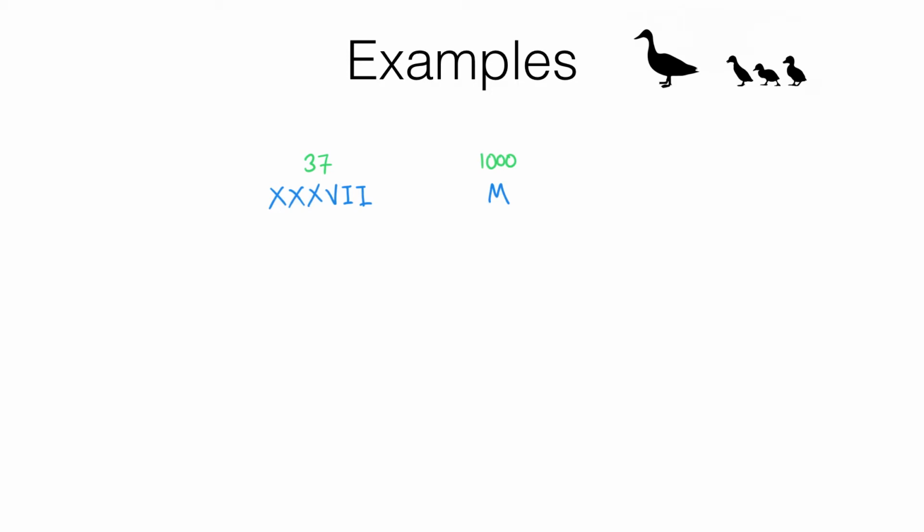Now, the point I'm trying to make here is that with something like Roman numerals, it's not obvious straight away which is the larger number, and you certainly can't tell by counting digits, as it were. So XXXVII looks much longer than just M, but actually M happens to be the much greater number in this case. All right, let's move on to our examples.